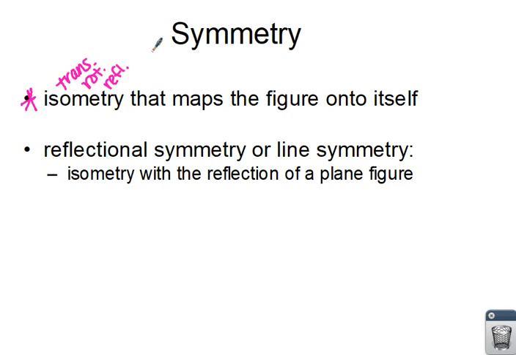That's a reflection. So the first type of symmetry that we're going to talk about is reflectional symmetry, also called line symmetry, because you draw lines on the shape to show the lines of symmetry. So this is an isometry with the reflection of a plane figure.